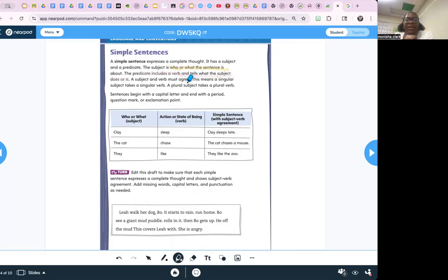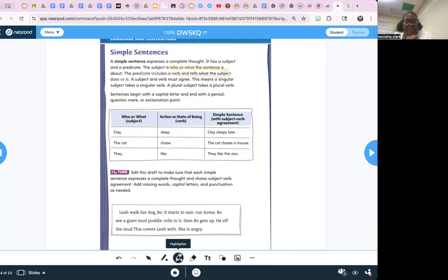A subject and a verb must agree. This means a singular subject, which means one, like a girl, takes a singular verb. A girl runs. What else can a girl do? A girl talks. A plural subject takes a plural verb. Sentences begin with a capital letter and end with a punctuation mark. Punctuation marks include periods, question marks, and exclamation points.